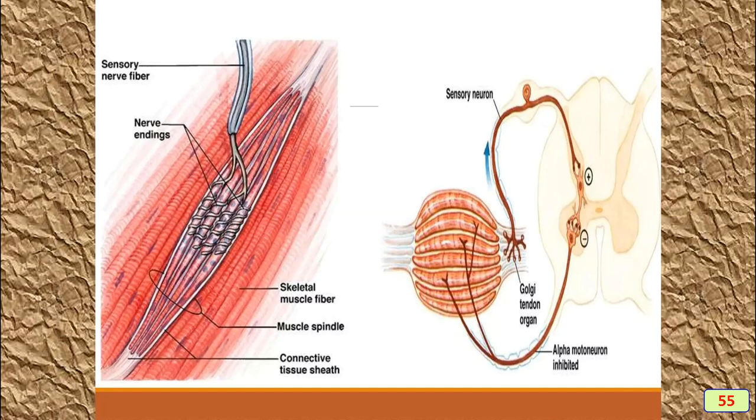And then later there is the Golgi tendon, then alpha motor neuron inhibition, then sensory neurons. They are all the different parts of the structures of a muscle fiber.